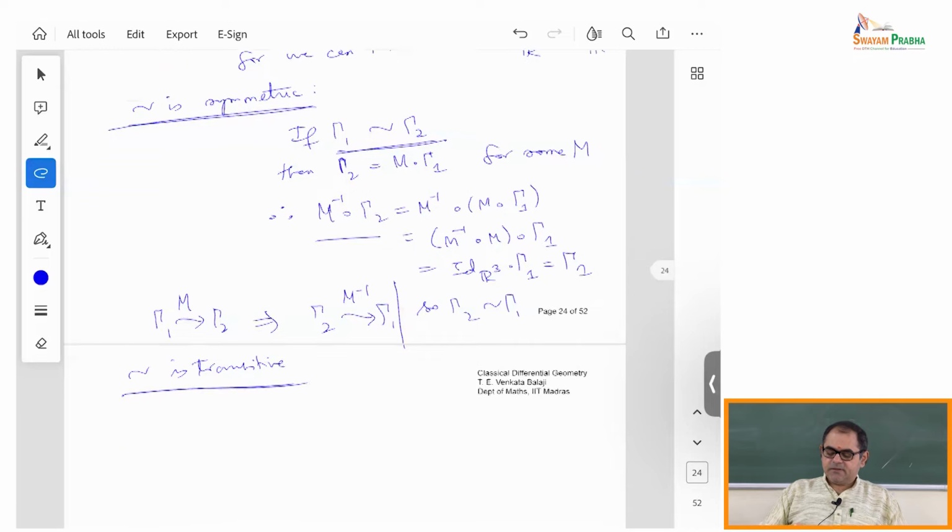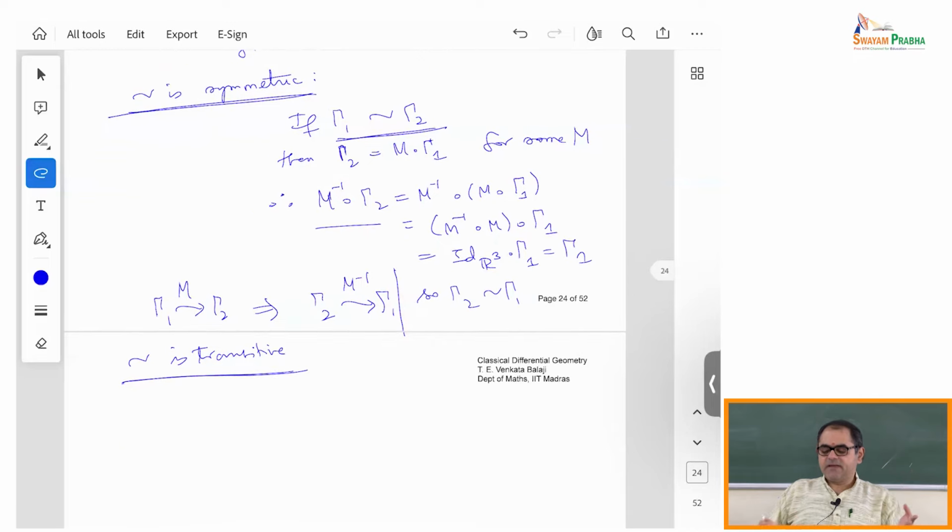What is the condition? If A is related to B and B is related to C, then A should be related to C. But this is very, very easy to see. If you start at the first curve, if it is related to the second curve, I can move the first curve by a rigid motion to the second curve. If the second curve is related to the third curve, I can move the second curve to the third curve by another rigid motion. And it's obvious that if I compose both these rigid motions, that will move the first curve to the third curve.